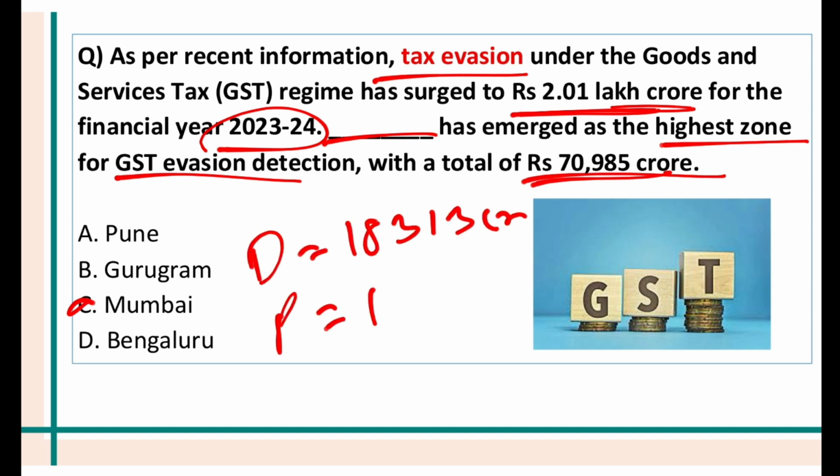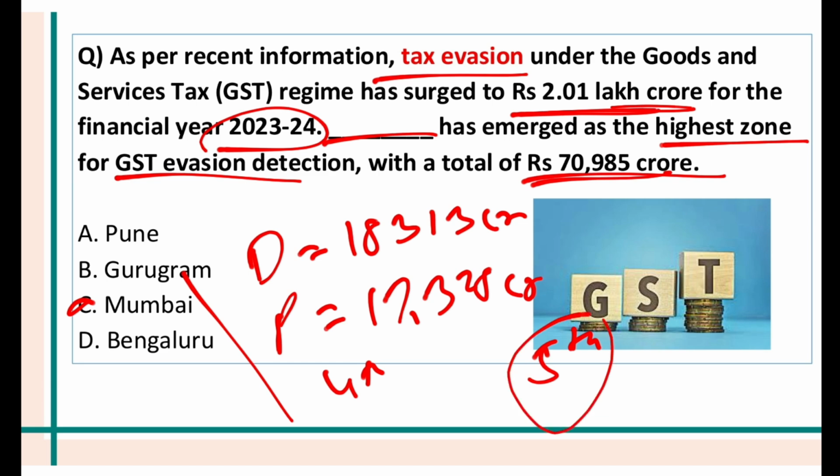Third was Pune, 17,328 crore. And fourth was Gurugram. These are the fourth city, and Hyderabad was fifth. These are the 5 cities in India where GST evasion was the maximum.